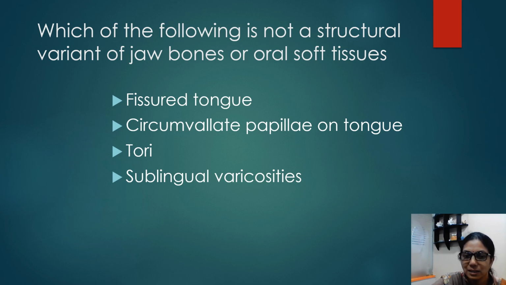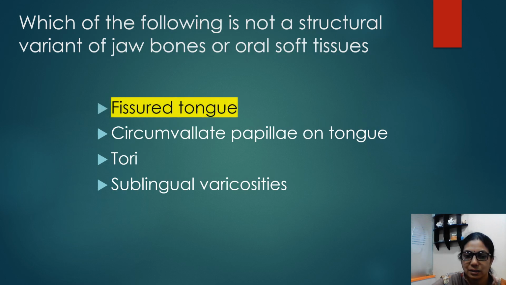The answer is fissured tongue, because circumvallate papillae on the tongue also clinically appear like swollen papules on the tongue, but they are normal structural variants, normal anatomical structures present on the tongue. Tori are also normal, and sublingual varicosities are also normally seen in the sublingual region, below the tongue.